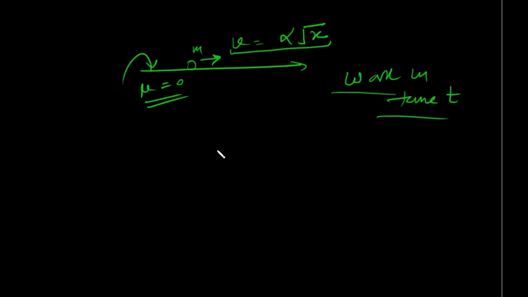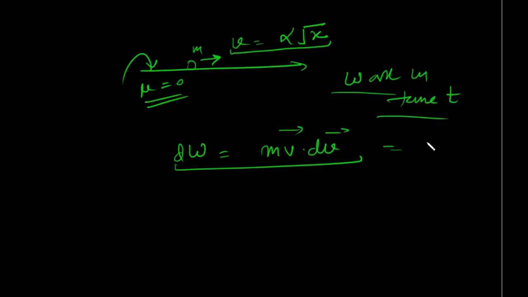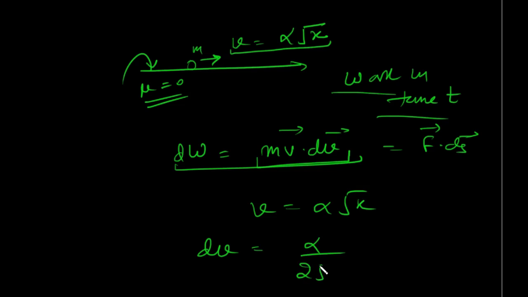So work done, as such, I gave you the definition. Work done was m v dot dv. This was the definition of work done, or F dot ds, whatever you want to call it. Now what is v? v is alpha root x. What will be dv? dv will be equal to alpha by 2 root x dx.